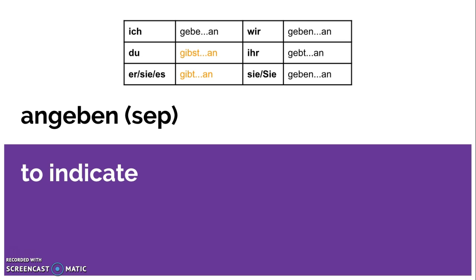Angeben. Okay, this is another separable verb, to indicate, and another ablaut verb. If you remember geben, which you should, this works just like that, except for moving an to the end. So ich gebe an, du gibst an, er/sie/es gibt an, wir geben an, ihr gebt an, and sie und Sie geben an.